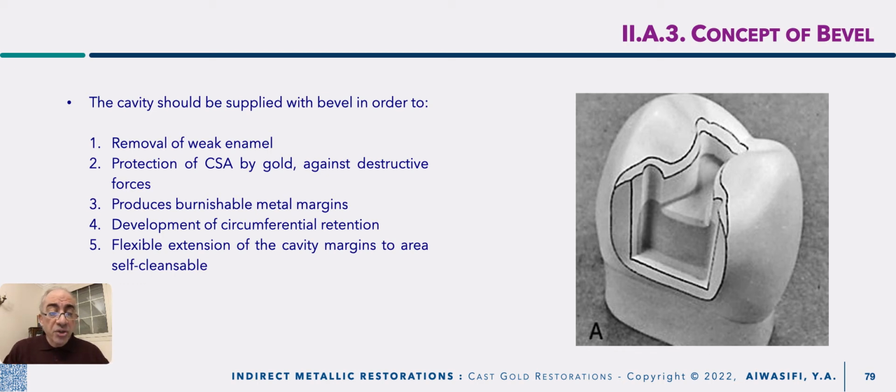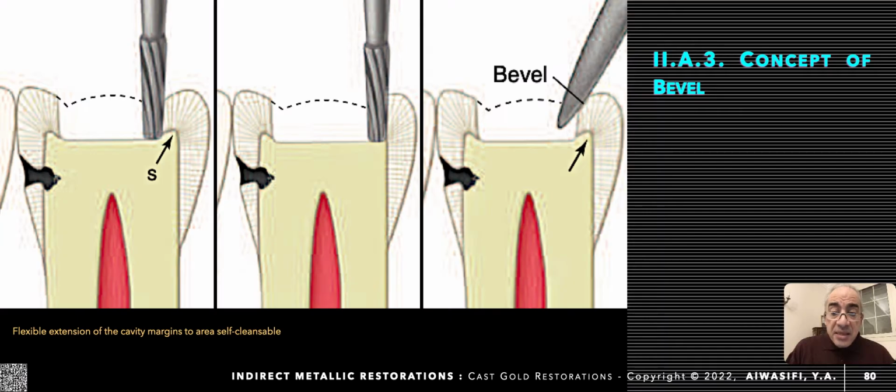Also, this circumferential bevel along the margin creates circumferential retention that increases the surface area subjected to friction between the fitting surface of your inlay and the tooth structure. Also, it is considered a flexible extension of the cavity margins to a self-cleansable area, especially at the triangular fossa and the marginal ridge. Let us discuss this diagram.